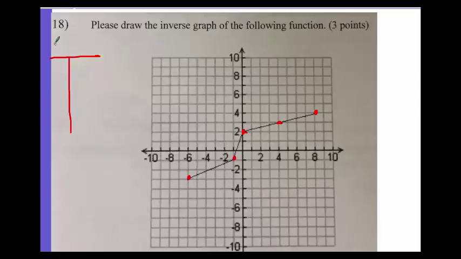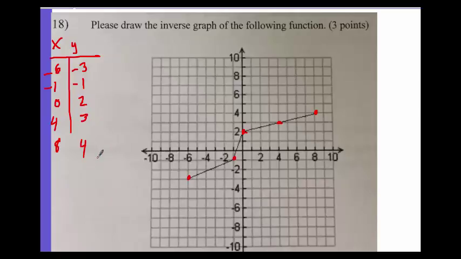So the first point, when x is negative 6, y is negative 3. We're just labeling what we have right now. When x is negative 1, y is negative 1. When x is 0, y was 2. When x was 4, y was 3. And when x was 8, y was 4. And now we're just going to flip them.